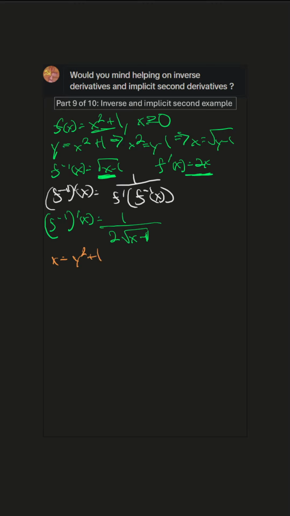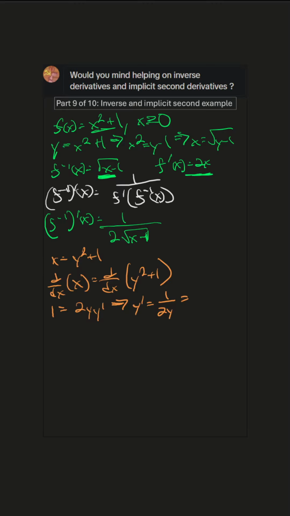implicit derivative of that. So we'll take d dx of both sides of the equation. d dx of y squared plus 1. Left-hand side is just 1. Right-hand side is 2y times y prime. We have to use the chain rule since we're differentiating with respect to x, and the variable is y. Okay, let's solve for y prime. So y prime equals 1 over 2y, which also equals 2y to the negative 1 power.